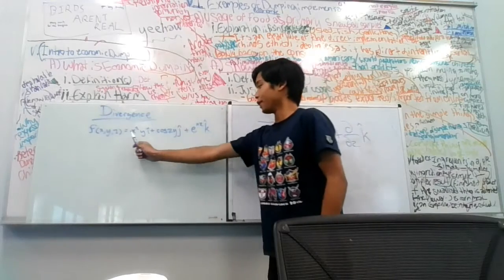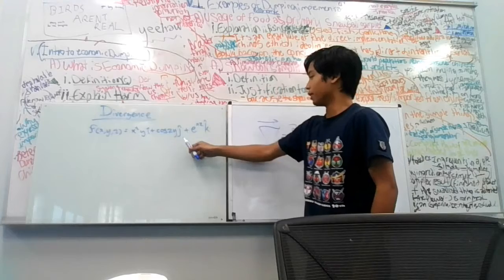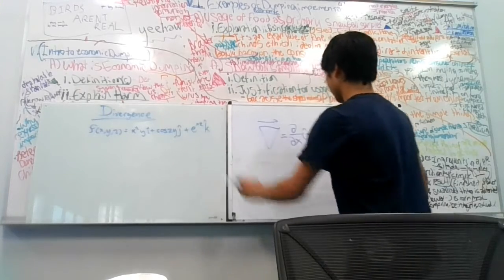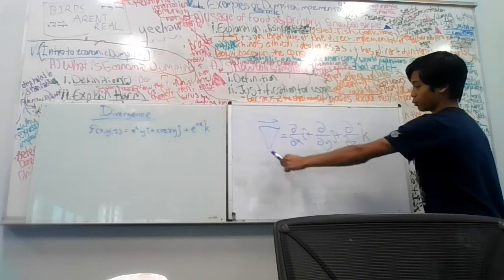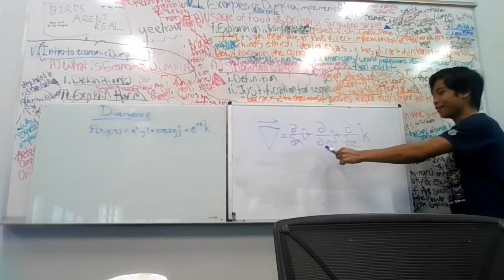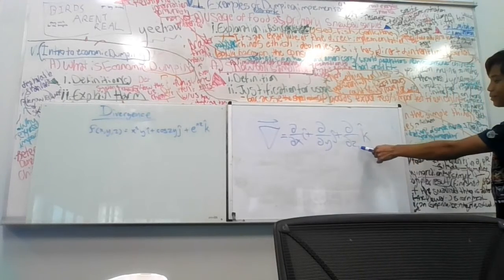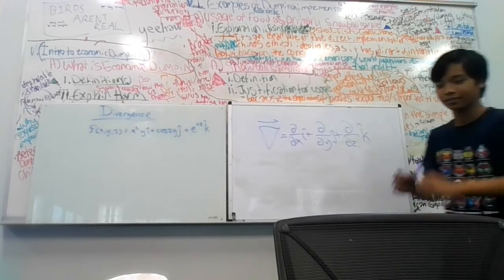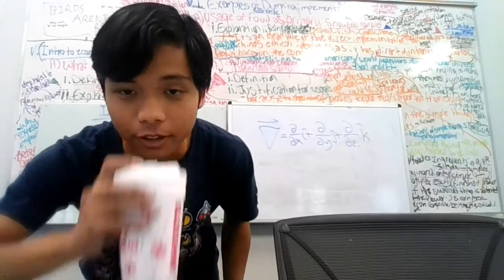So here's our vector field, x squared y in the i direction, cosine z y in the j direction, e to the x z in the k direction. Before we do anything else, let's go back to our gradient vector, del: partial x in the i direction, partial y in the j direction, partial z in the k direction. Blah. I need more caffeine.